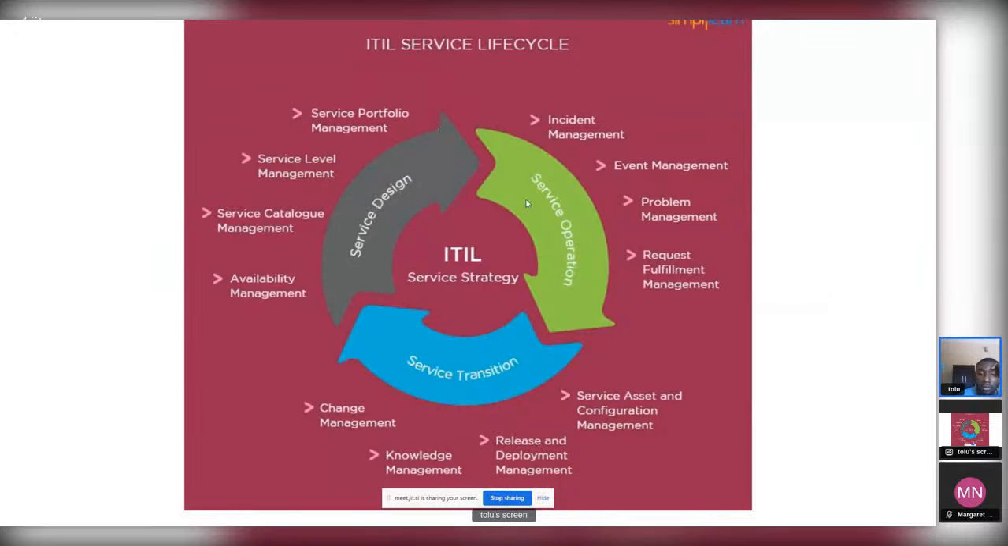And from the design stage, this picture is not very correct. It's not meant to move to the operation. It's meant to be service design to service transition, and from service transition to service operation. And continual life cycle is all round of it. Then again, go to service design, service transition, service operation. So this is a mistake in this image.